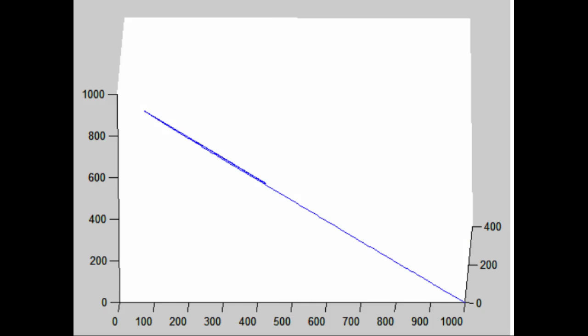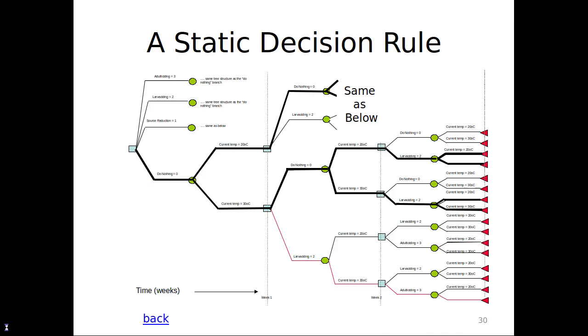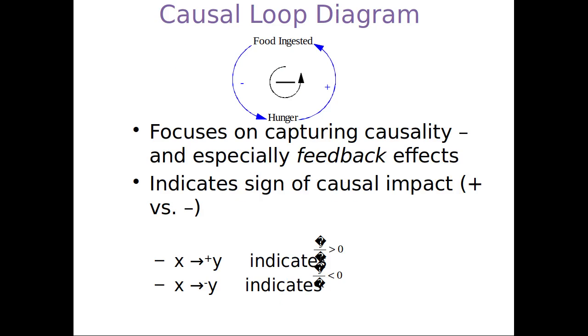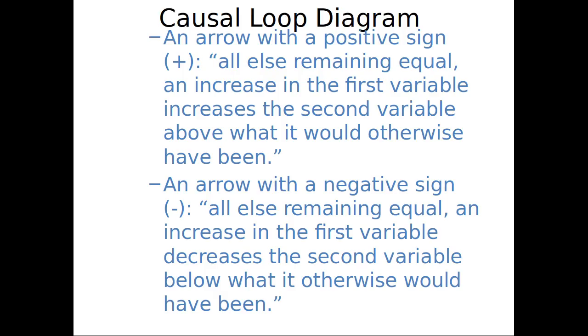State space methods, we've talked about those. Decision trees and decision rules, causal loop diagrams. Feedbacks, positive feedbacks can be positive or negative. Give me a case where people want positive feedbacks. They'd like to see positive feedbacks.